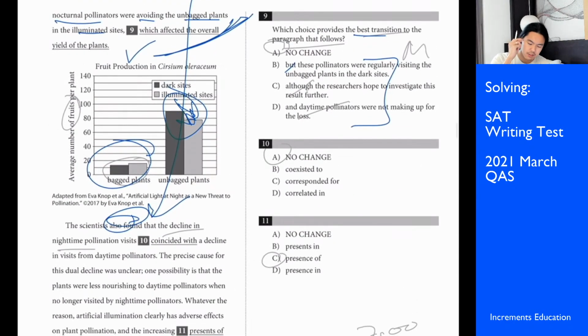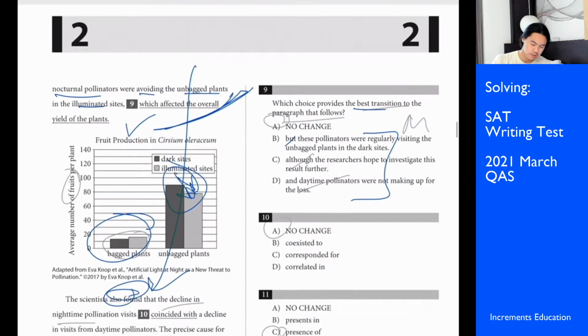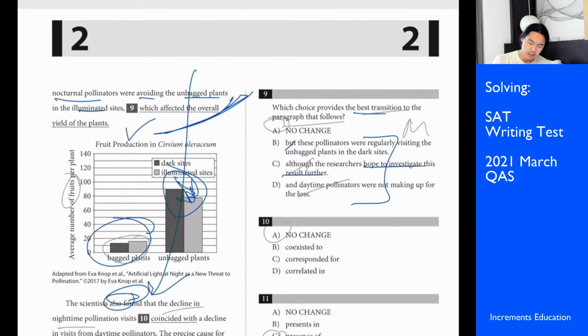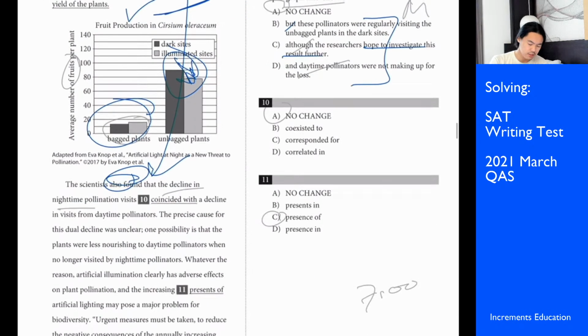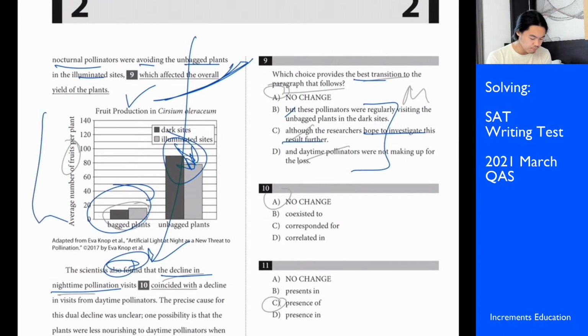Yeah, I'm just double checking B, C, and D. And see, this doesn't. They're not investigating this result. They're investigating a whole separate idea. This is a separate idea. Decline in nighttime pollination coincided with decline in daytime pollination. It has nothing to do with what we spoke about in the previous paragraph or in this graph. No connection. It's a totally different idea over here.